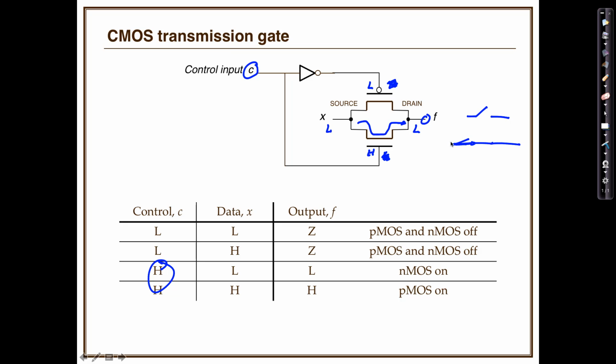On the other hand, if the source is high, now the NMOS transistor will be off, but the PMOS transistor will be on, and there will be a path through the PMOS transistor to make the output high. So these two transistors connected like this act as a switch. When the control input is low, the switch is open, and when the control input is high, the switch is closed, and whatever is presented at the source is passed through to the drain. And it's called a CMOS transmission gate.